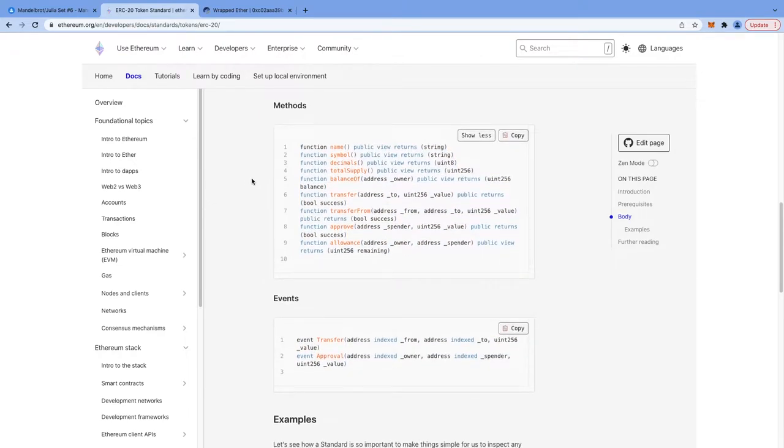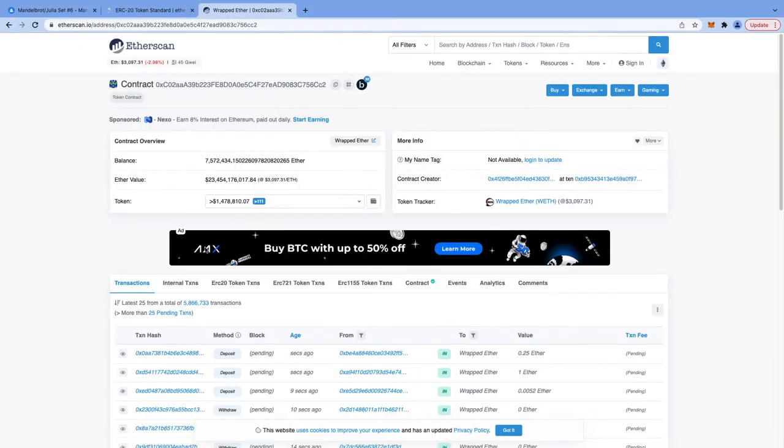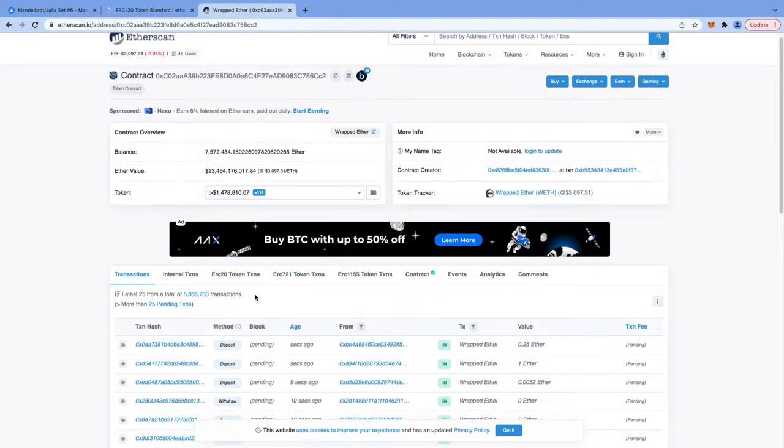implemented. Now I'm going to show you the wrapped Ether contract, and we are actually going to verify whether the contract code actually implements all this or not. Now this is the wrapped Ether contract on Ethereum. So this contract is actually a standard for wrapped Ether. So if you want to wrap your Ether, you can call this contract. However, it is possible that you can also write your own contract to wrap Ether. But in my opinion, always go with true and trusted and audited code.